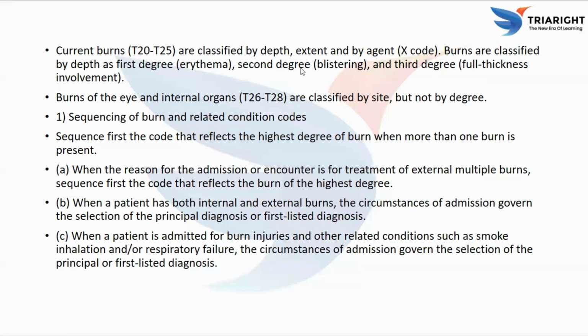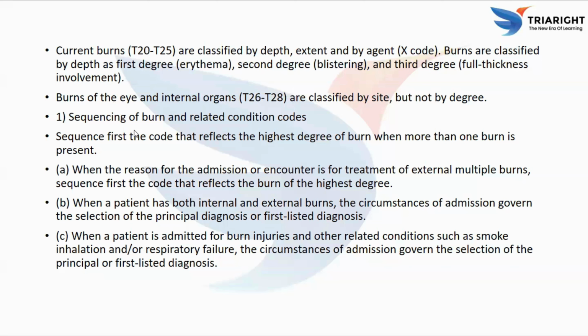Next, burns of the eye and internal organs, that is the T26 to T28 category. This includes the burns of the eye and internal organs. These are coded by the site only but not by the degree, because burn depth cannot be accurately assessed in these areas. For example, burn of the cornea. You have to assign the code which identifies the eye but not the degree.